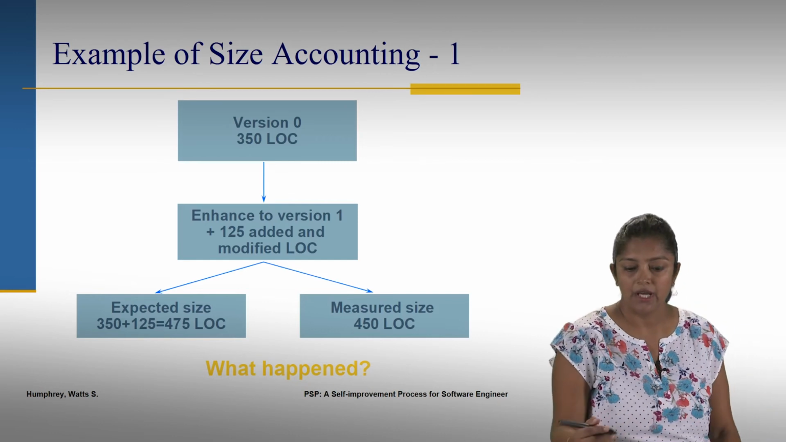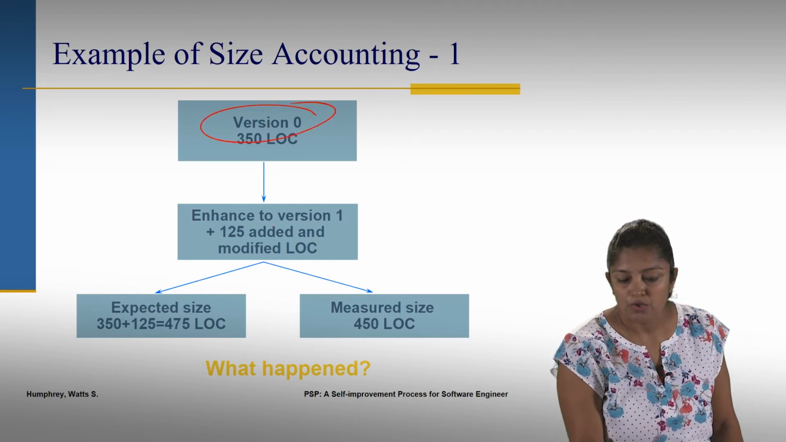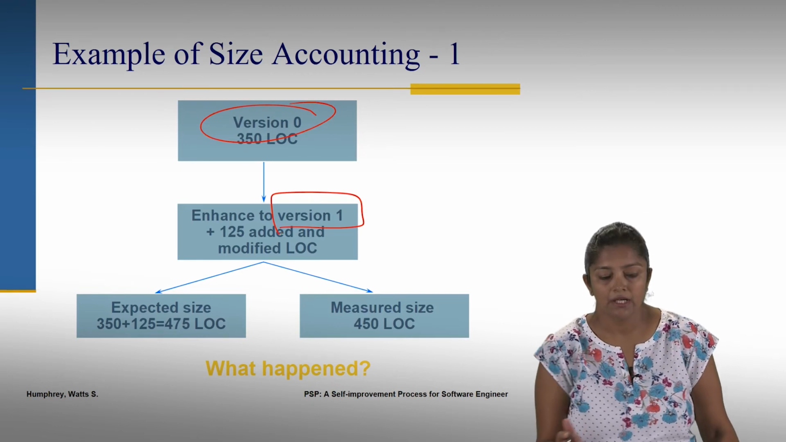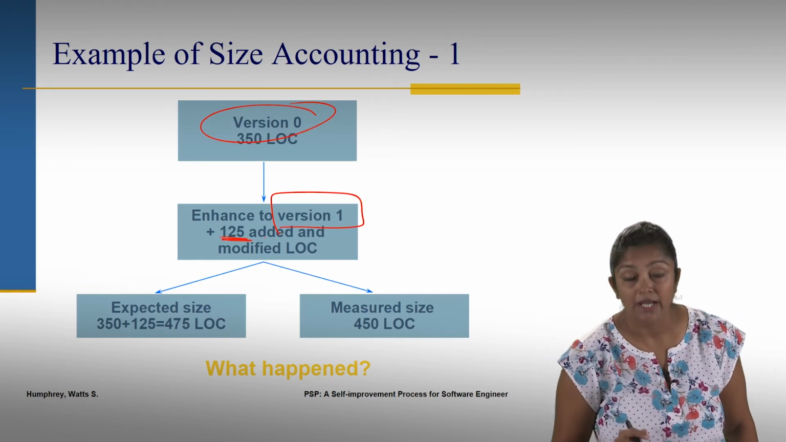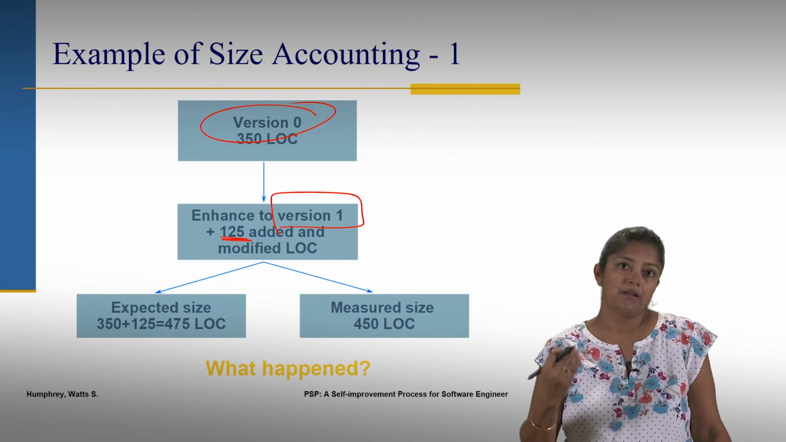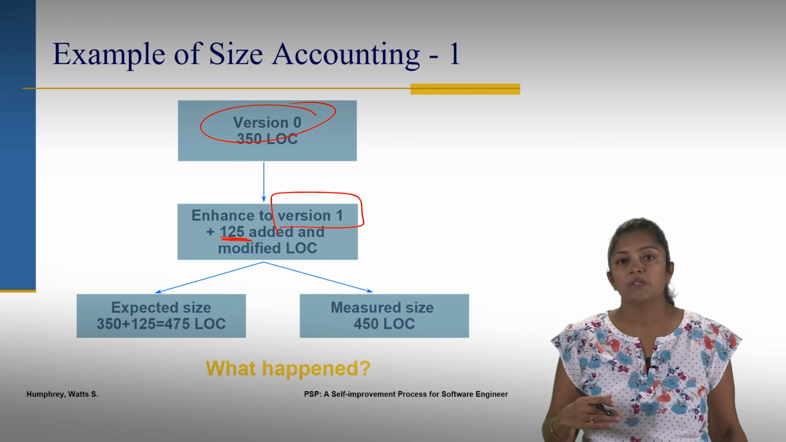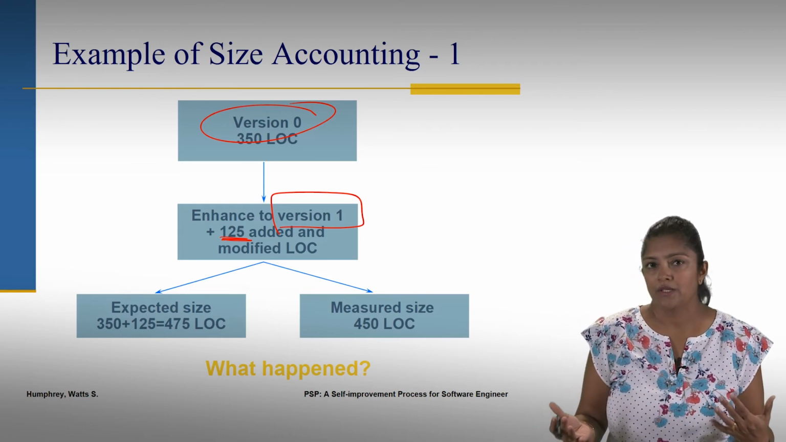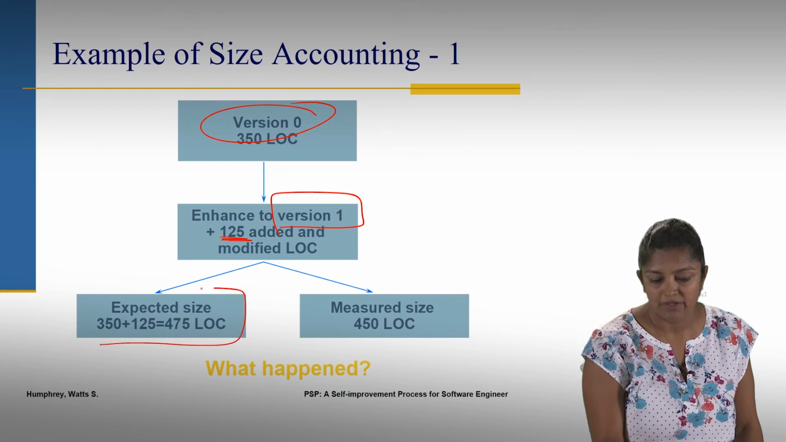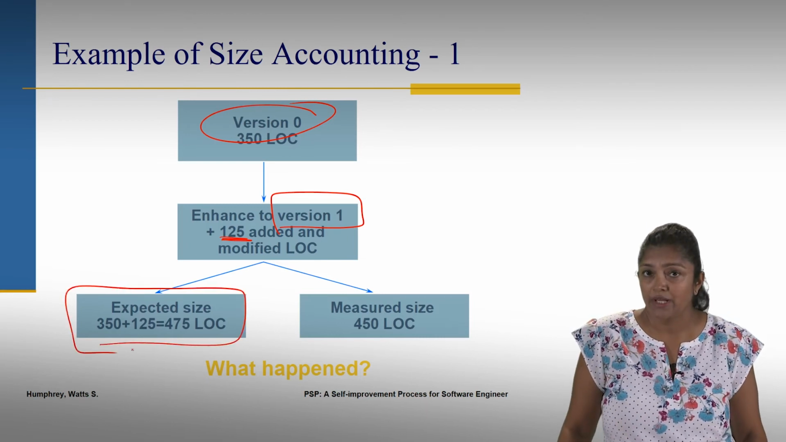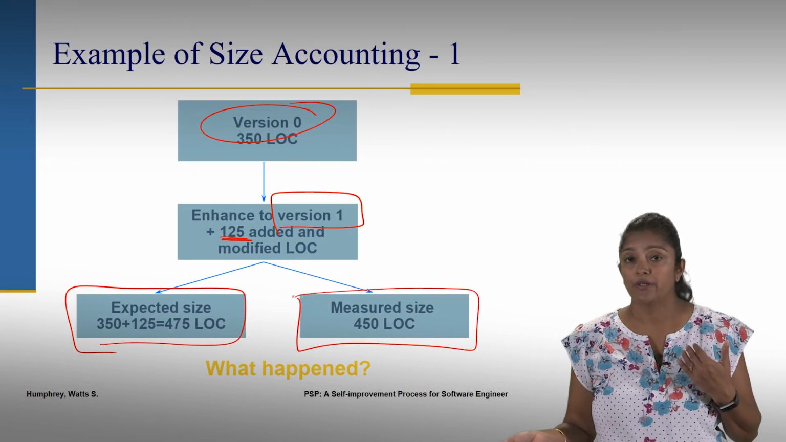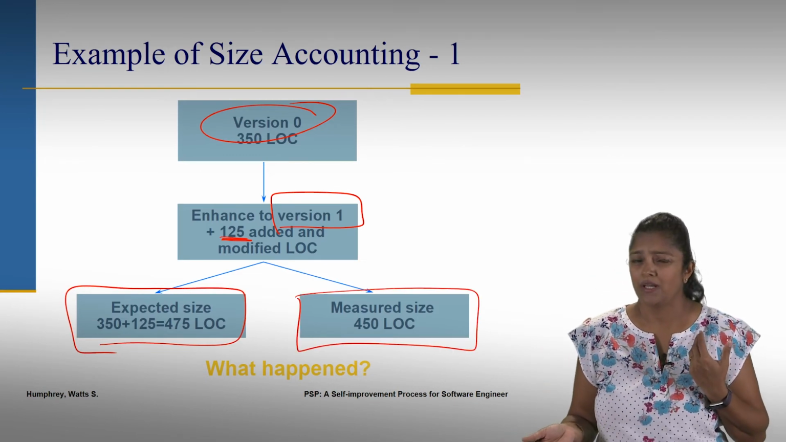And then we enhance this version 0 to version 1. We add some enhancement to it, which includes adding, say, 125 lines of code. That includes the lines of code that were added as well as modified. So now, how do we do the accounting? Do we have 350 plus 125, 475 lines of code? That's what we would expect. But then, when measured, it's only 450 lines of code. Now, what does that mean?